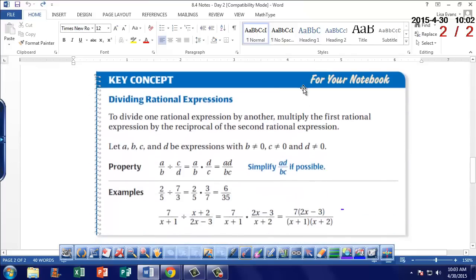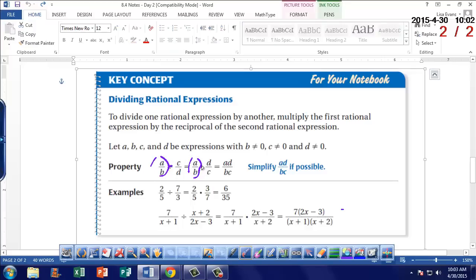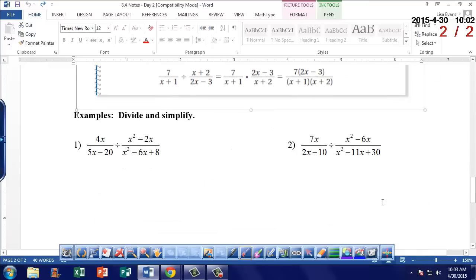Okay, when we're dividing rational expressions, we're going to do the same thing as when we divide fractions. So when we divide fractions, we leave the first fraction alone. We change the sign to multiplication, and we flip the second fraction. That's what we're going to do. So what I do is I will do that as I factor the problem. And you'll see what I'm talking about as we go ahead and do the examples.